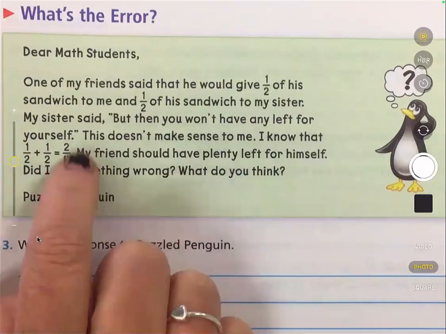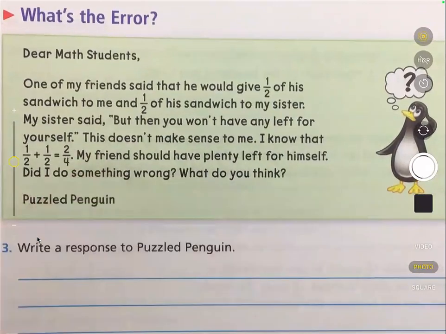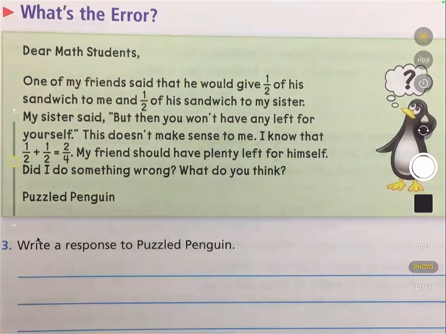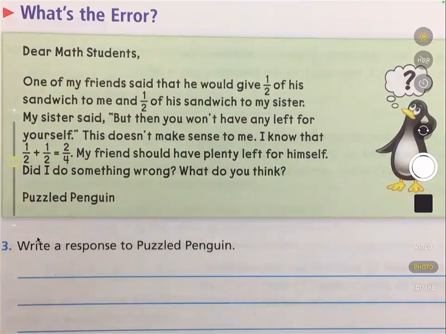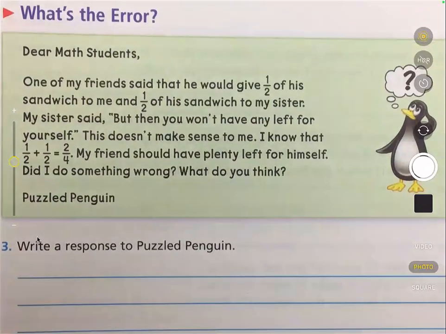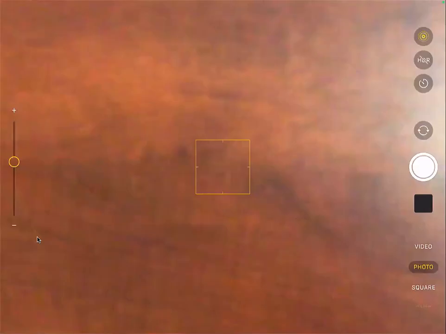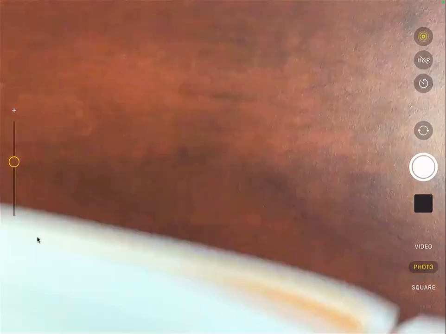So we should end up with 2/2, which is the same as 1. It's the same as 1 whole, which is this whole sandwich. So then his friend has nothing for lunch. All right, you don't need to write anything. I just like to talk about Puzzled Penguins. Let's turn the page and take a look at some word problems.